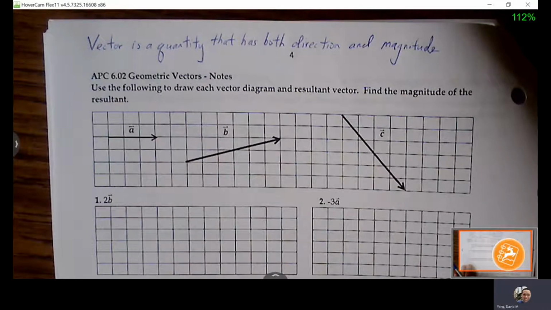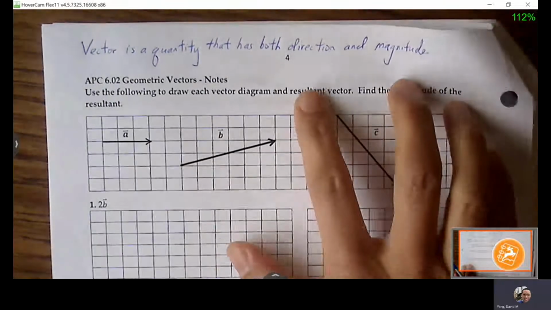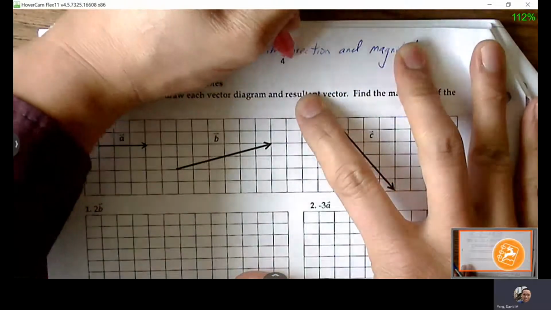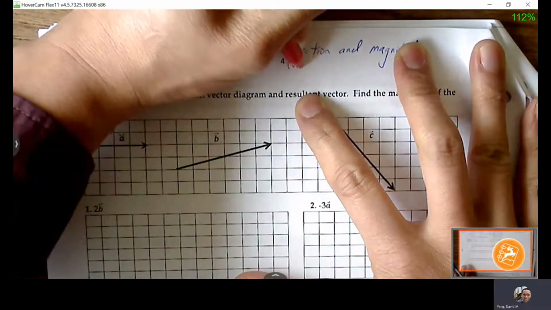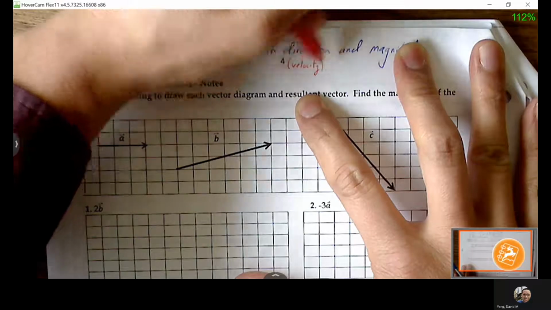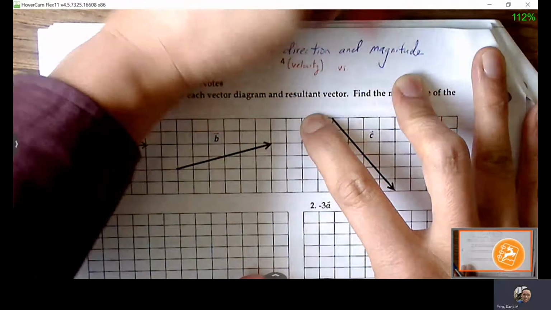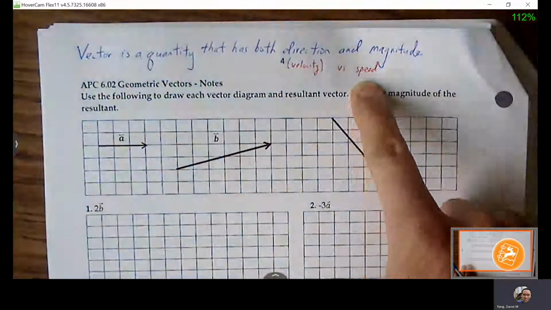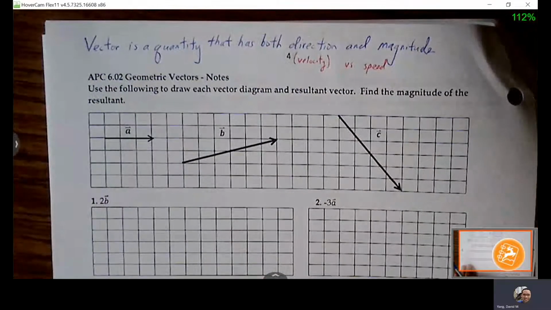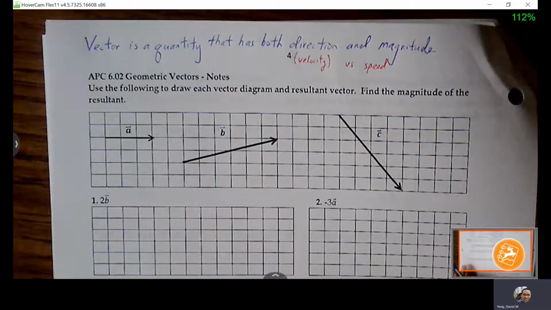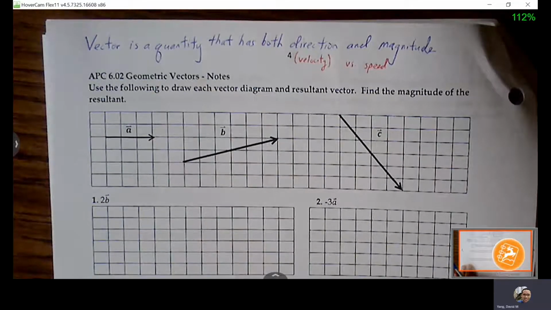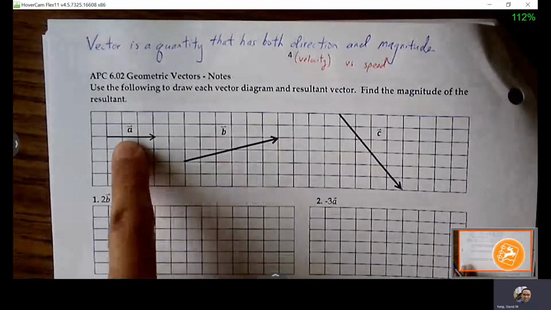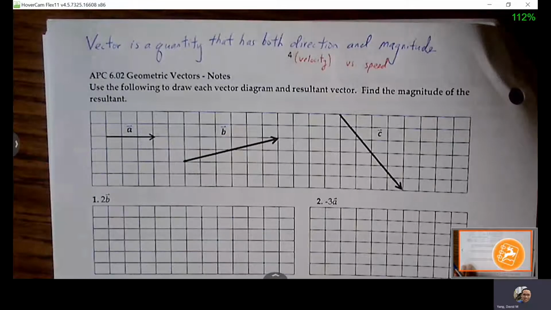And then we're going to see different variations of direction and magnitude, but just a quick example would be velocity versus speed. Speed is only magnitude, it tells you how fast you're going, but velocity actually has a direction and quantity to it.